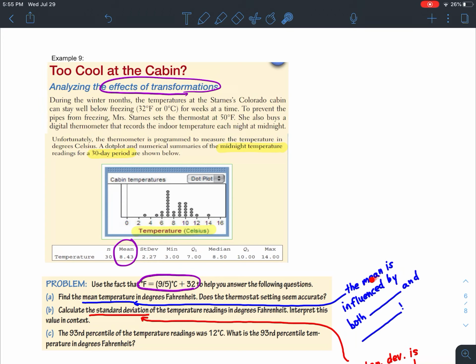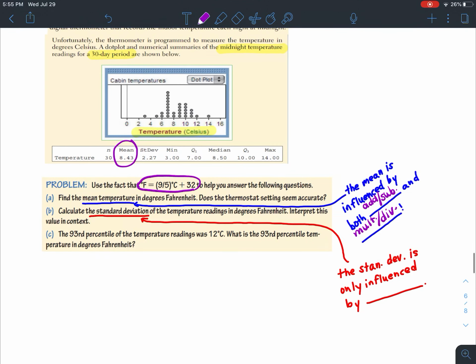Okay, so we learned in the previous video that the mean, since that's a measure of center, is absolutely influenced by both addition and subtraction, as well as multiplication and division. Now, why is that important to note here? And I'm going to go ahead and put A here for our first part.